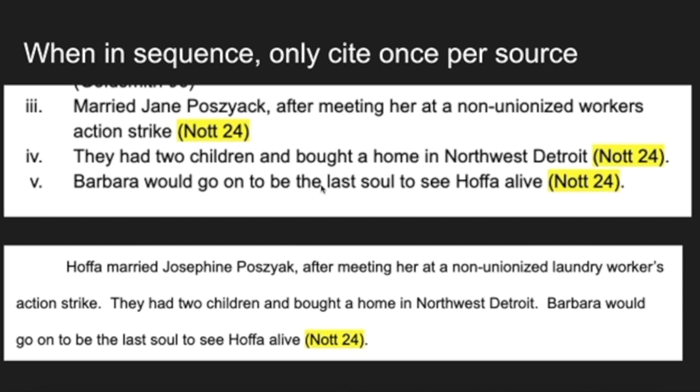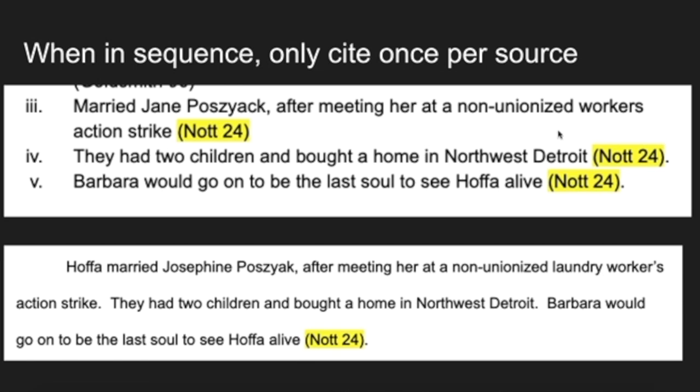So first off, when you're citing the same source in several sentences and you have 3 citations like that, I just want you to put one citation at the end of it. So here's my example. In my outline, I have 3 facts here. I have that Jimmy Hoffa married Jane Pazowski. I still can't say that name. They had 2 children and bought a home in Northwest Detroit, and that she would later be the last person to see him alive. Crazy, creepy, spooky.